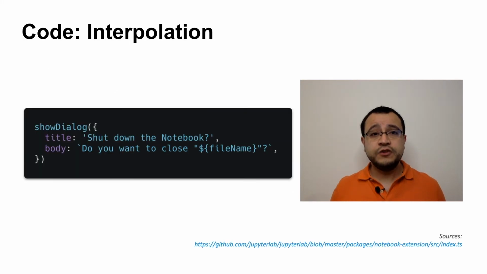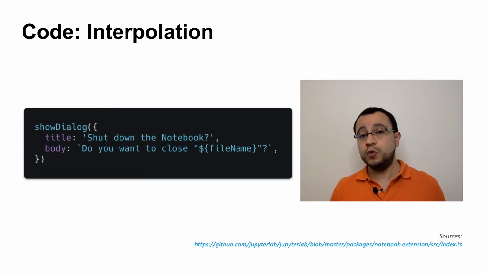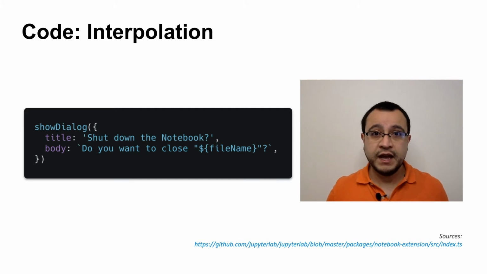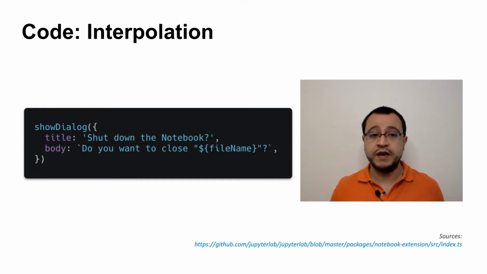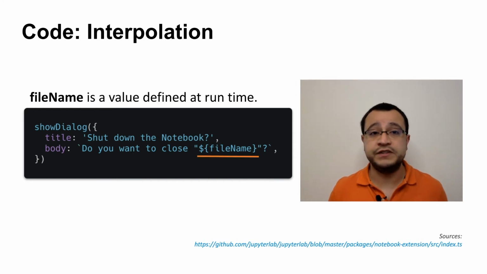Finally, interpolation is when we have some text in code that we want to include as it changes at runtime. In this example, when we're closing a file, we get the text that says, "Do you want to close this?" And the file name variable is going to change at runtime depending on the file that we actually have open. File name is a value that is defined at runtime. Let's continue.